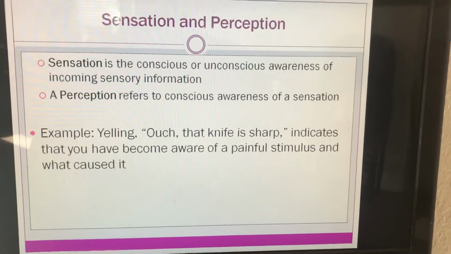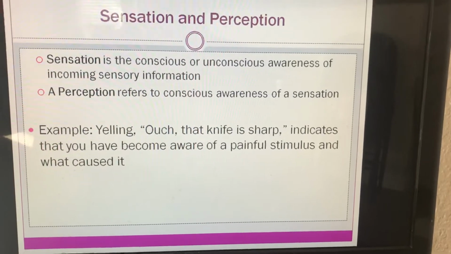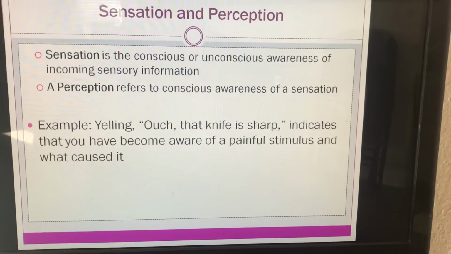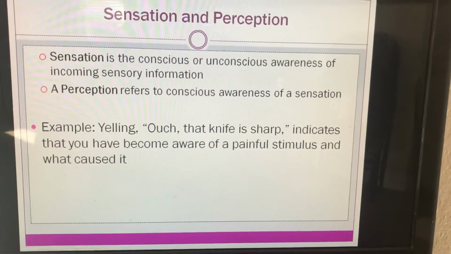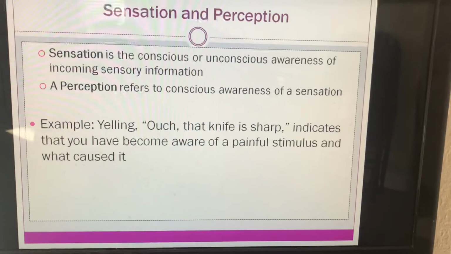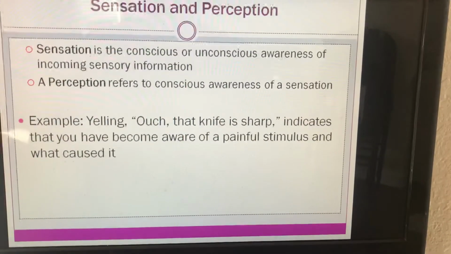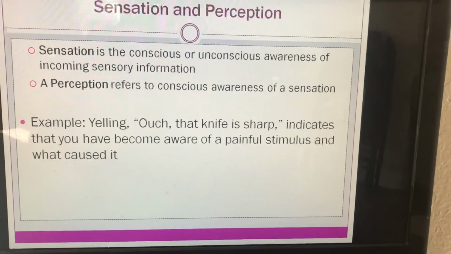So we have sensation and perception. Sensation is the conscious or unconscious awareness of incoming sensory information. Perception refers to conscious awareness of a sensation. So the book tells you, for example, yelling, "Ouch, that knife is sharp," indicates that you have become aware of a painful stimulus and what caused it.